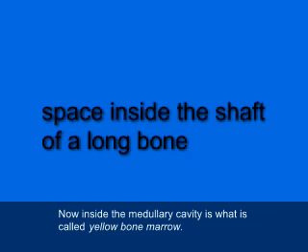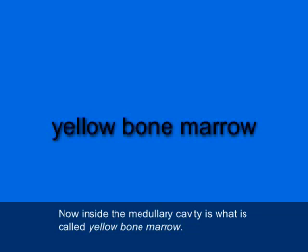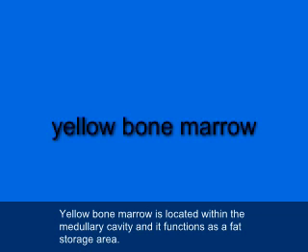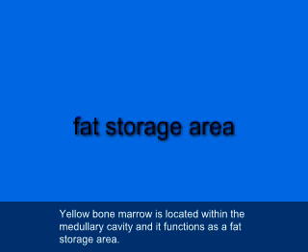Now, inside the medullary cavity is what is called yellow bone marrow. Yellow bone marrow is located within the medullary cavity, and it functions as a fat storage area.